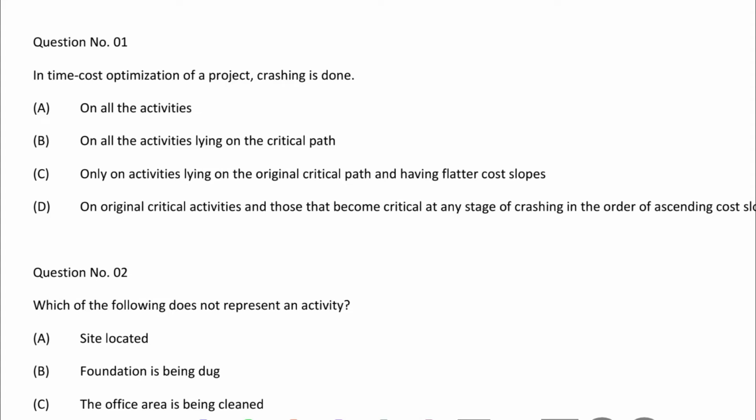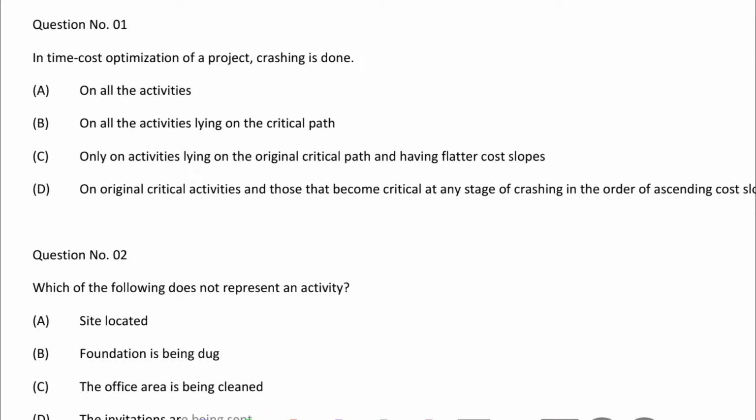Today we are going to see the MCQs related to construction project management, in the topic of construction planning and scheduling. So the first question: in the time cost optimization of the project, crashing is done: option A, on all the activities; option B, on all the activities lying on the critical path; option C, only the activities lying on the original critical path and having flatter cost slopes; option D, on original critical activities and those that become critical at any stage of crashing, in the order of ascending cost slope. So the correct answer is option D: on original critical activities and those that become critical at any stage of crashing, in the order of ascending cost slope.